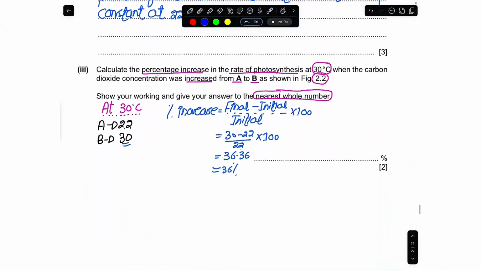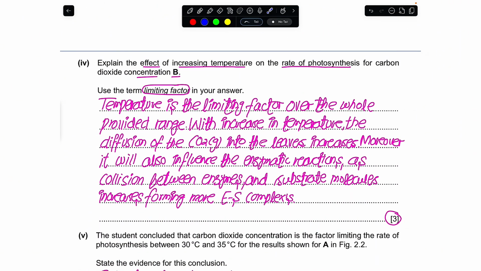So if I were to read the answer for you, as I have explained above, for the curve given in B, the temperature is a limiting factor over the whole provided range because the plateau is not leveling off. And we would say that when the temperature is increased, the diffusion of the carbon dioxide into the leaves would increase, and at the same time, the temperature would also impact the enzymatic reaction because when the temperature is increased, the average kinetic energy of the enzyme and the substrate would increase. So their frequency of collision would increase, and for sure, we would make more enzyme substrate complexes. And that is why the rate of photosynthesis in the curve B was seen to be increasing and not leveling off.